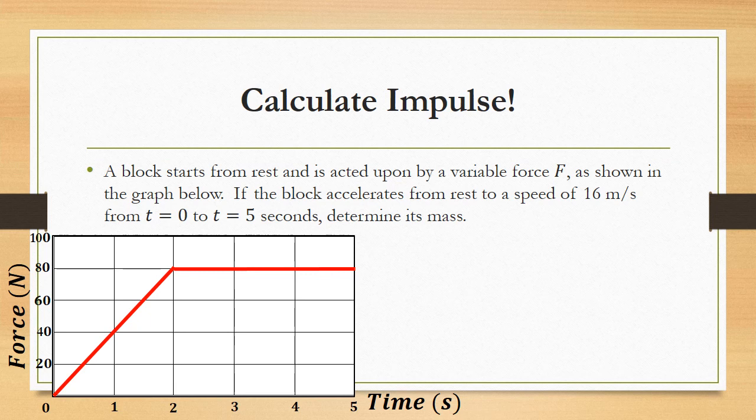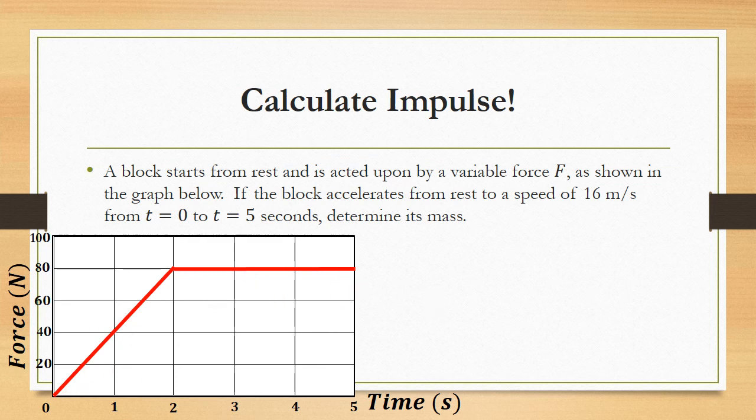So we know a few things about the block. We know it starts at rest, and it goes to a final speed of 16 meters per second, and it takes 5 seconds to do that. We also know that there's this varying force, non-constant force, that acts over the interval 0 to 5 seconds, and that's represented by this red line on the graph down here.